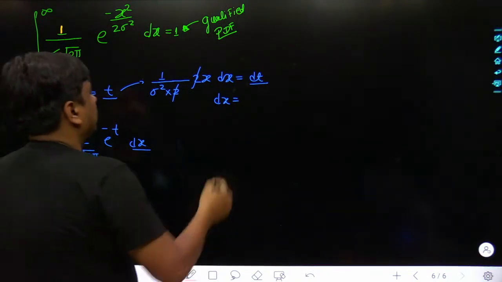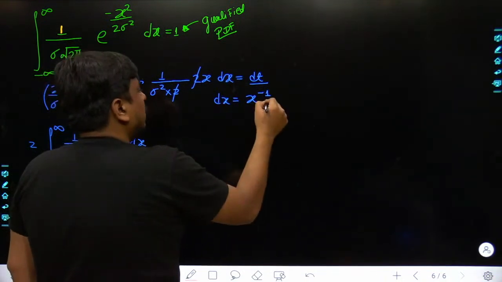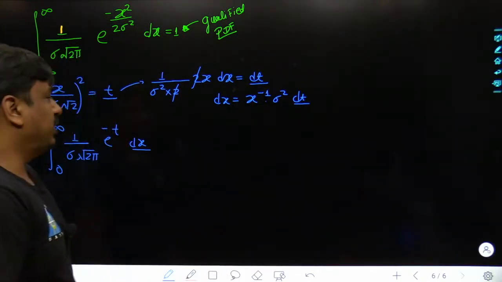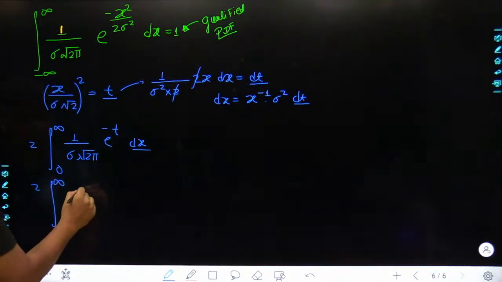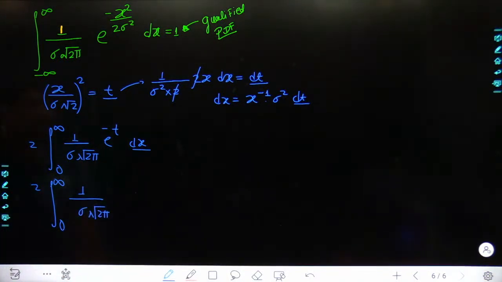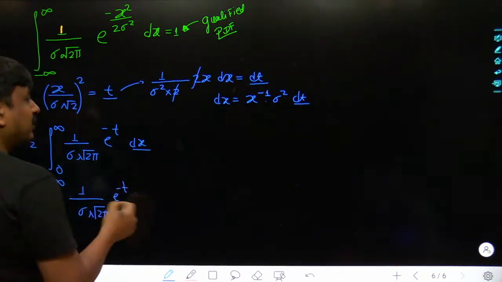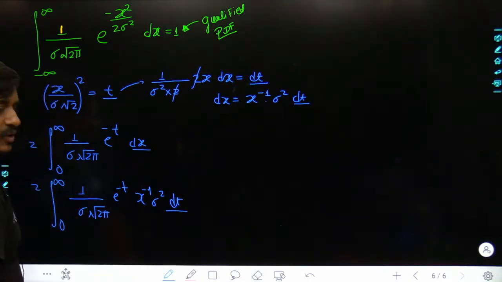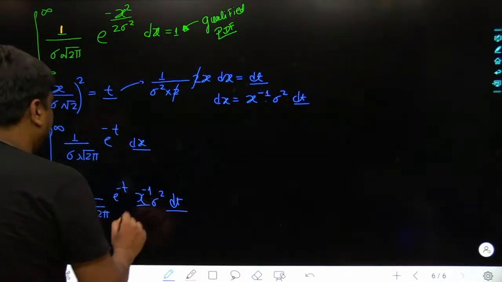It is left out as x to the power of minus 1; once it goes to the right-hand side, sigma square would be as it is, and here it would be dt. So the 2 would remain as it is. The integration can be performed from 0 to infinity, 1 upon sigma root 2 pi as it is, e to the power of minus t, and dx would be fed as x inverse times sigma square dt.